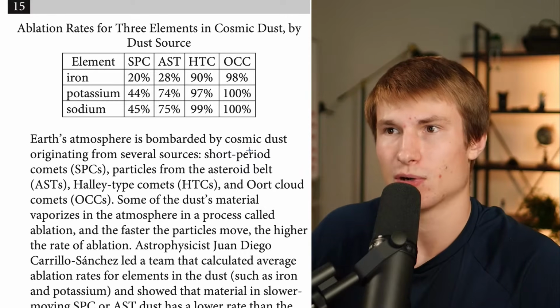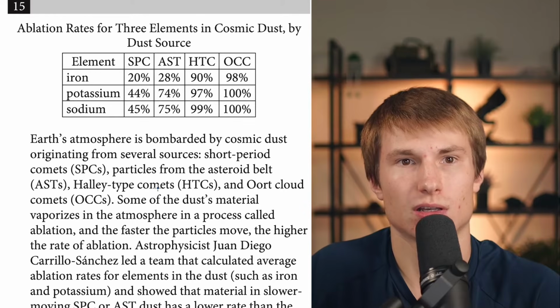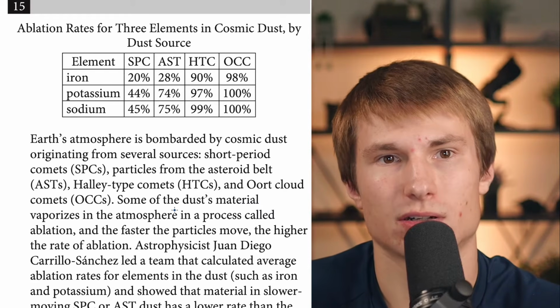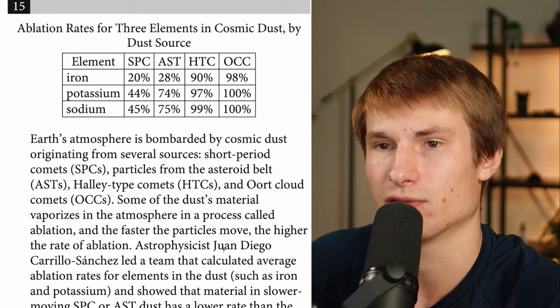Earth's atmosphere is bombarded by cosmic dust originating from several sources. Short-period comets are particles from the asteroid belt, Halley-type comets, and Oort cloud comets. Some of the dust material vaporizes in the atmosphere in a process called ablation, and the faster the particles move, the higher the rate of ablation.